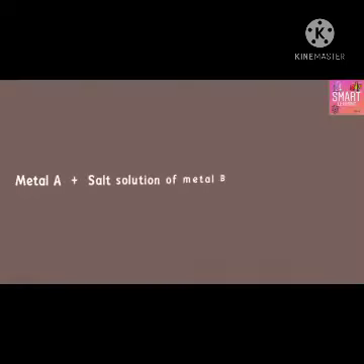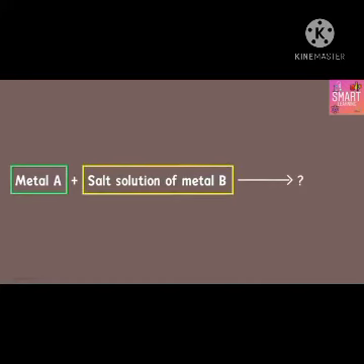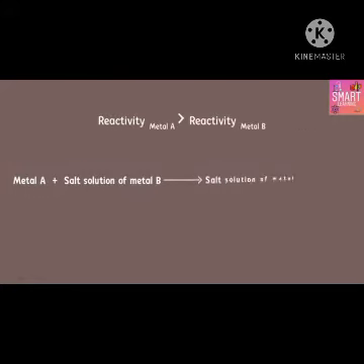Now let's see reaction of metals with salt of other metals. How do metals react with solution of other metal salts? The concept is simple. The more reactive metal will displace the less reactive metal. If metal A is more reactive than metal B, then salt of metal A will be formed.